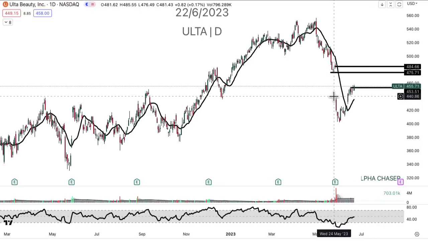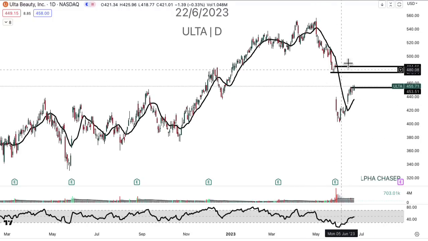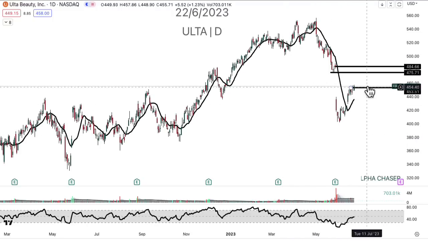So you see how we are right here coming across, and now you look at it ripping. Okay, you're probably going to gap fill. This probably goes to 475. We're doing fairly well with it. I think we're up $14, $12, something like that.